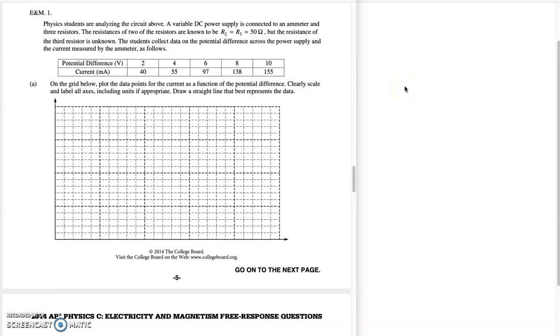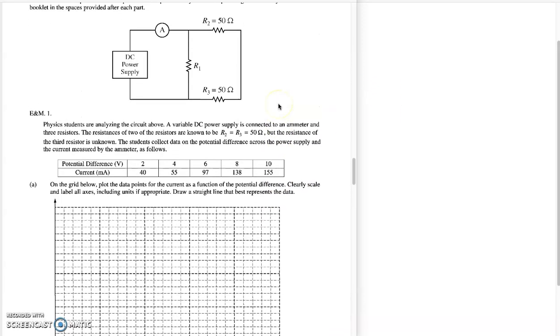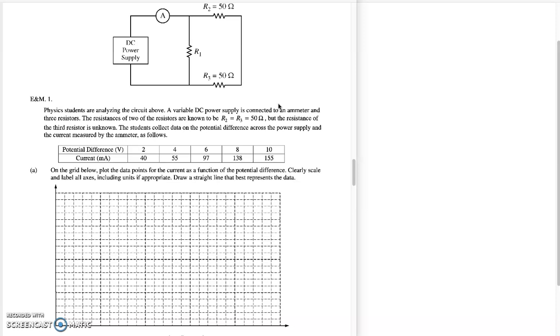Let's take a look at the 2014 E&M problem number 1. Scroll up a little bit to see the circuit here. Okay, so we have a power supply, an ammeter, and they just say that the current is measured by the ammeter, and then we have 3 resistors. 2 and 3 are in series with each other, which makes this branch have 100 ohms worth of resistance, and then those 2 guys are in parallel with R1, which they don't tell us.